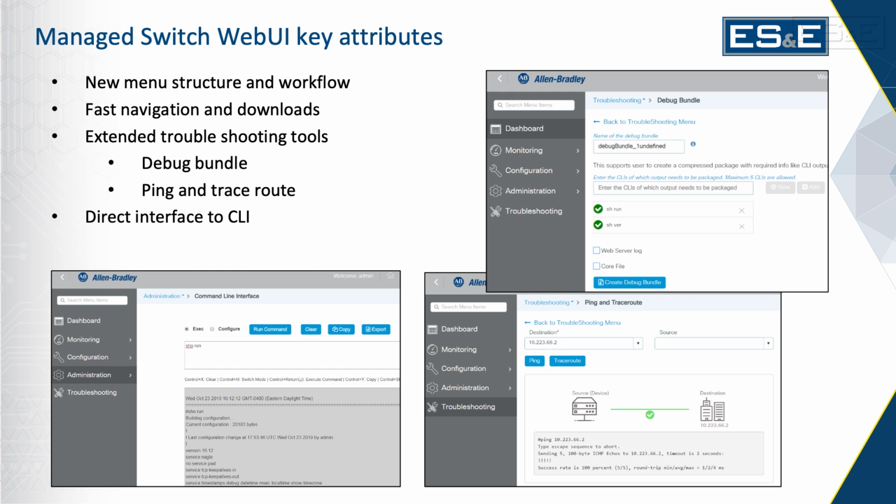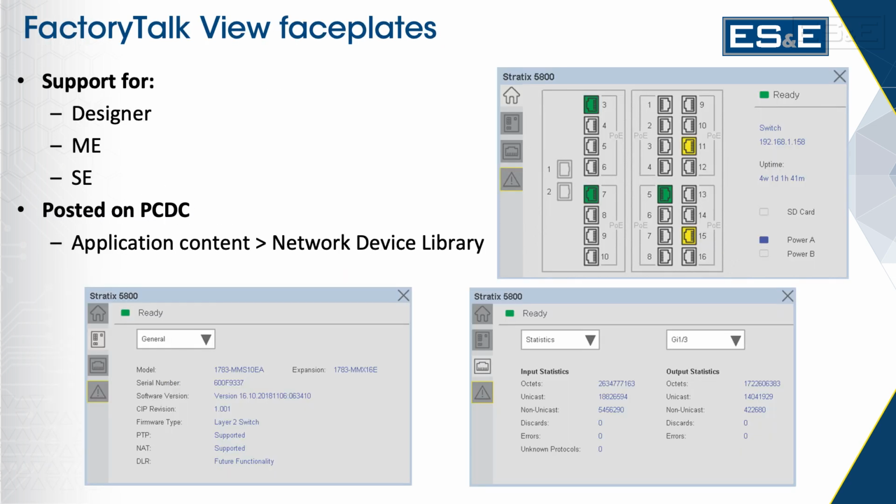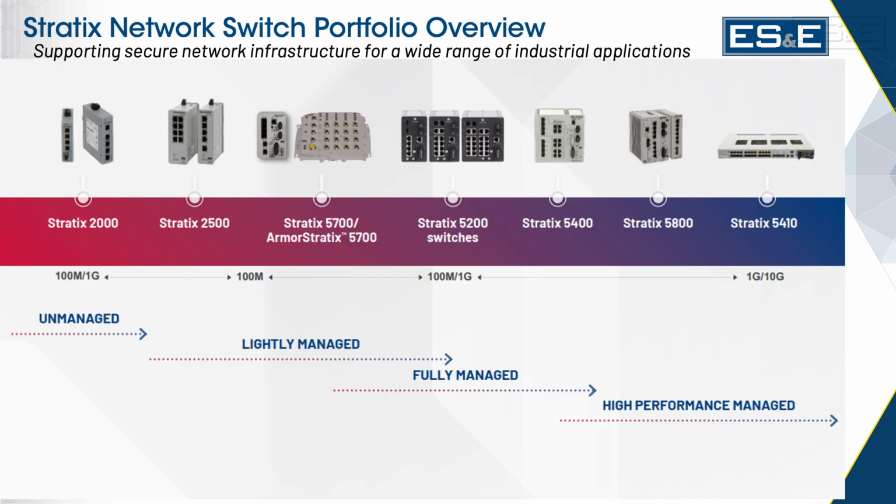So the menu structure: debug, ping and trace route, direct interface to CLI, we kind of went through that. FactoryTalk View faceplates. Here we have the current portfolio overview. So we have all the way from the unmanaged Stratix 2000, and we talked a little bit about the 2500s, 5700s, 5200s, 54, 58, and the 5410. You guys are probably going to land in this area or this area, so I don't think you're going to deal much with the 5410s.